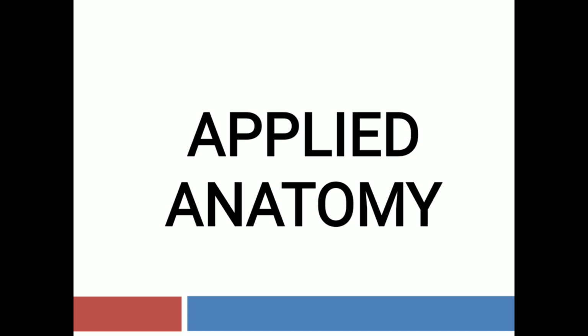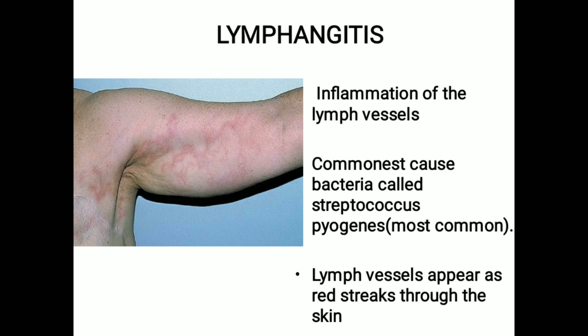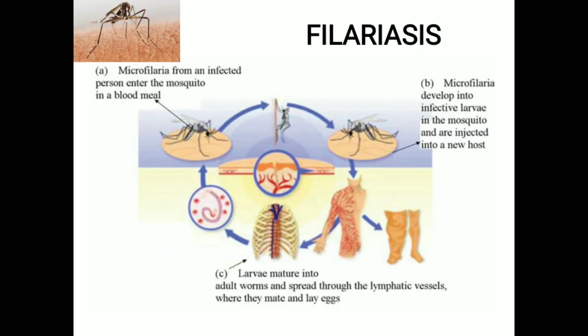So, what is the applied anatomy of it? You will see lymphangitis, which is inflammation. You can see the inflammation of the lymphatic vessel. The commonest cause is bacteria called streptococcus. The lymph vessel appears as a red streak through the skin. That is lymphangitis.